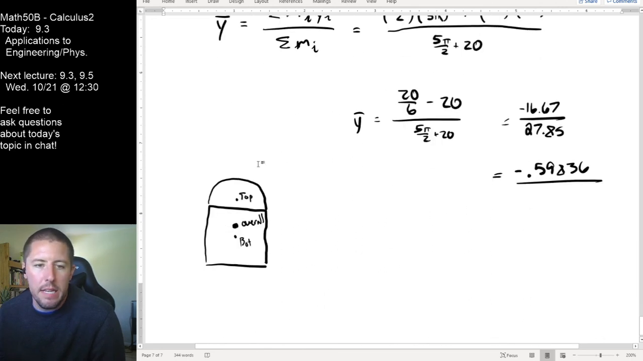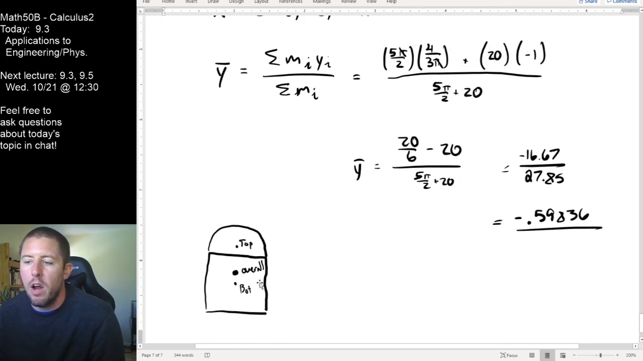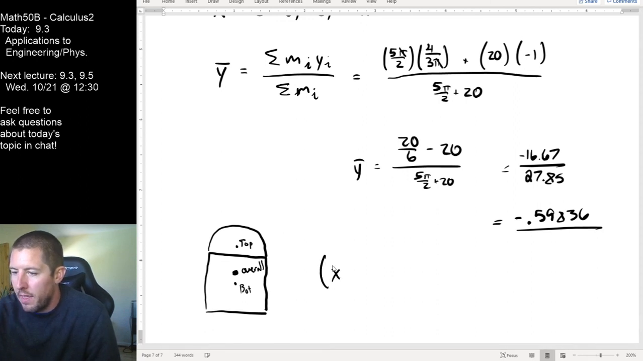Decompose hard problems into easy problems is really what we did here. We broke down a hard problem, the whole thing, into 2 easy problems. One where we already knew the answer, one where we knew half the answer. We did the work just to find the half answer we didn't know, and then we combined the answers that we had overall to get our final answer here. And so I guess I would say, to conclude, that x bar, y bar equals 0, negative 0.59836 right there. And there we go.